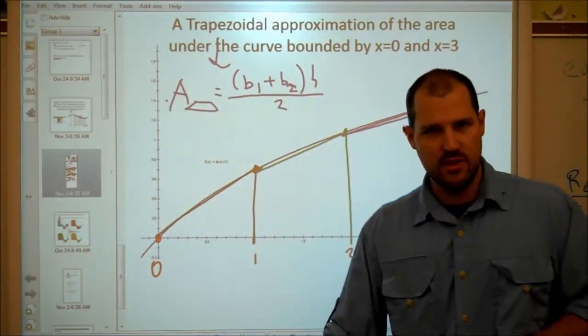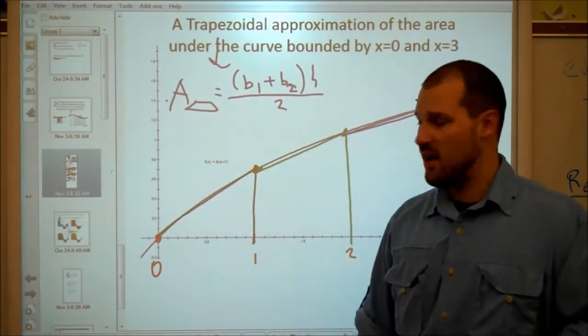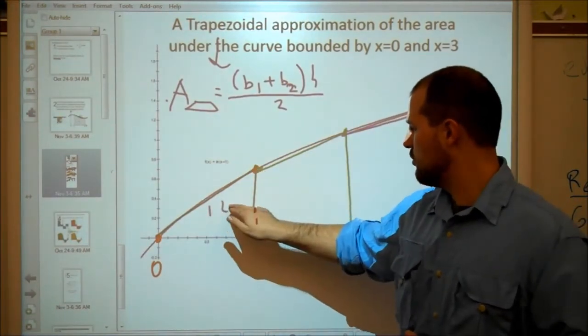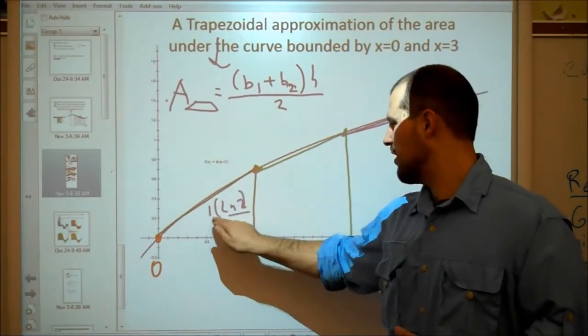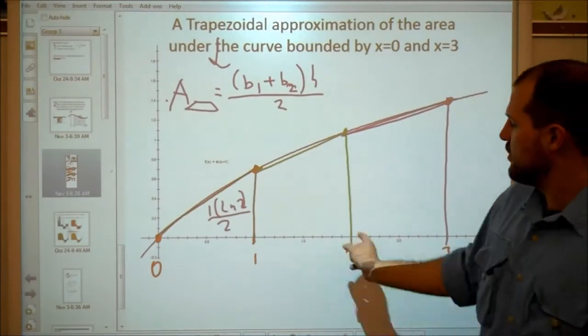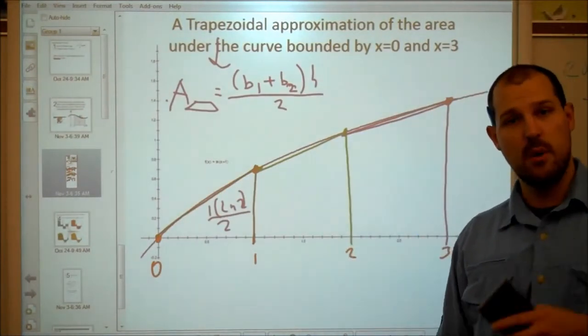This one's pretty easy. This one's a triangle. Base times height divided by 2. Base is 1, height is natural log of 2, divided by 2. Okay, we'll come back and type that in just a minute. Okay, this next one, this one is actually a trapezoid. I want you to remember where the bases are.